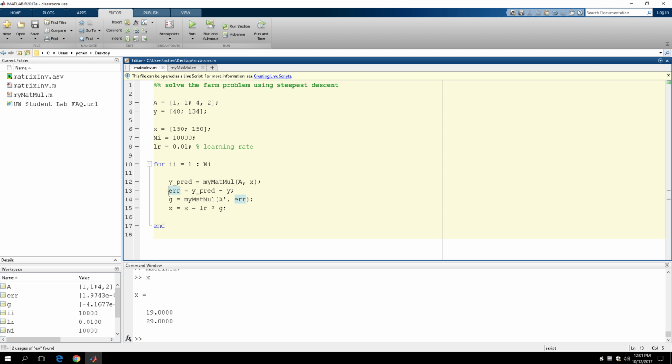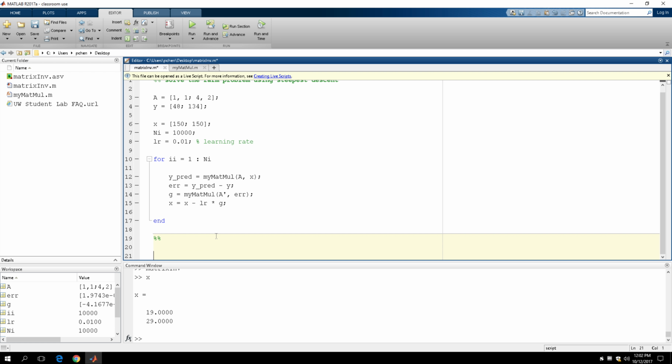But let's try to understand how the code behaves in a graphical way. Let's try to understand how x is changing throughout the iterations. We started with an arbitrary value, 150, 150, and then we ended up with the correct value. But how does x keep changing throughout the iterations? By looking at how x changes, we may gain some insight about the behavior of the so-called steepest descent algorithm, right? So how do we come up with some kind of visualization of the entire process? Visualization.